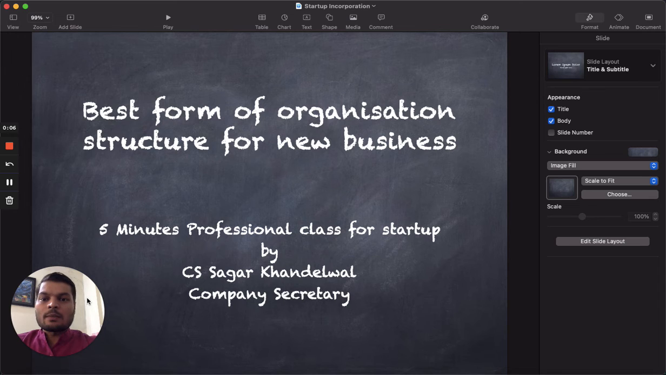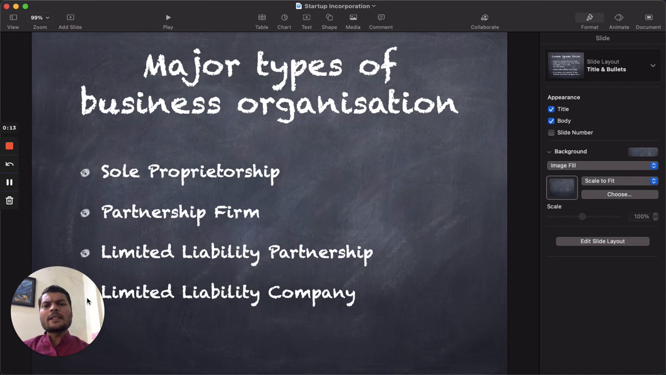Today we are going to discuss the best form of organization structures for new businesses. This is for the startups. What are the major types of business organizations? One is the sole proprietorship, second is partnership firms, third is limited liability partnerships, and fourth is limited liability company.